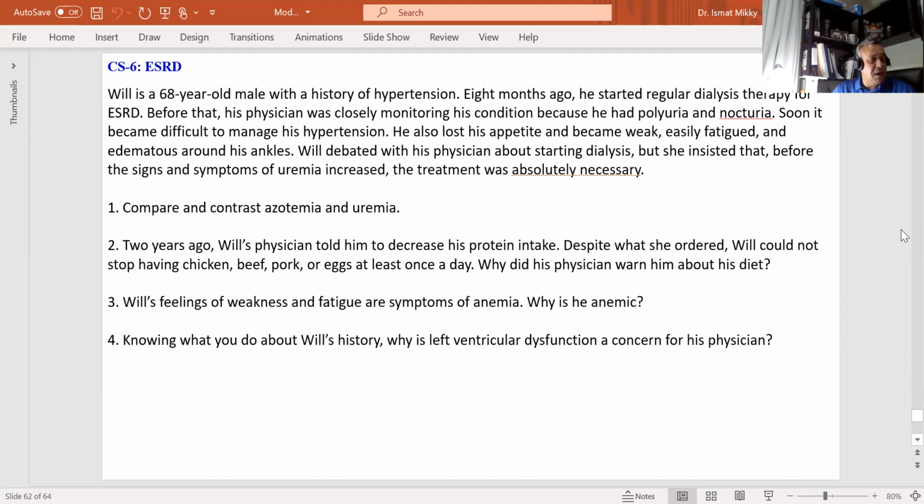The patient is often asymptomatic when there is azotemia. But uremia results when all these products accumulate in the blood, and the patient is symptomatic. Symptomatic in terms of developing nausea, vomiting, and sometimes even coma and death. So that's the difference between azotemia and uremia.